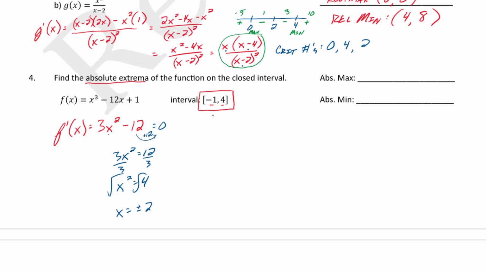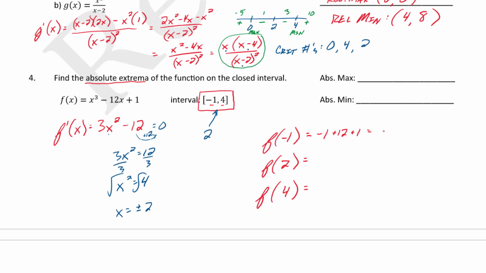So really my critical number, the only other number I'm going to have to do is plug in 2 as well. So now at this point, we just need to figure out what all of the y values are at these points, and whatever is the highest y value must be the max, whatever is the lowest y value must be the min. So if I plug in -1, it looks like I'd end up with -1 plus 12 plus 1. So the -1 and positive 1 will cancel out, leaving me 12. Plugging in 2, I end up with 2 cubed is 8, minus 2 times 12, that would be 24, plus 1, so what's that? -16 plus 1, so that would be -15.